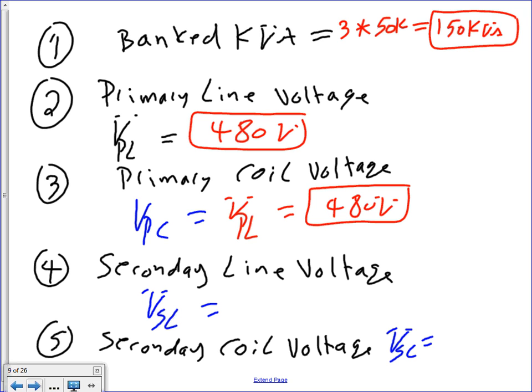Because on the primary we are having a delta. We're having a delta on the primary, right? That's a piece of cake. Secondary line voltage: you guys look at it, it's 208 volt. That's just looking at it. Secondary coil voltage equals 120 volt.